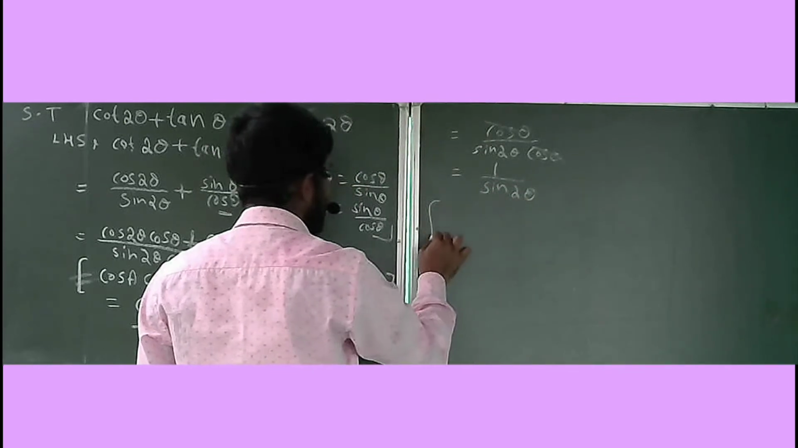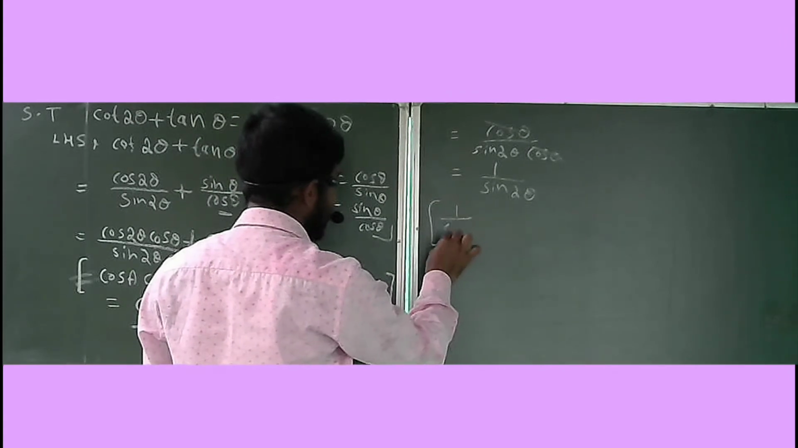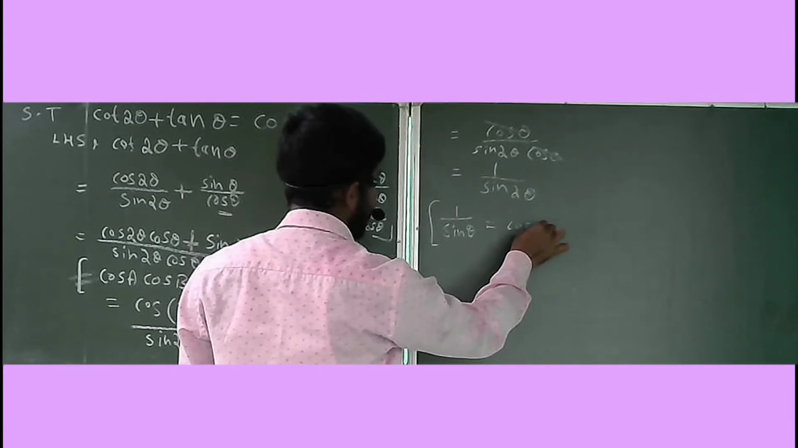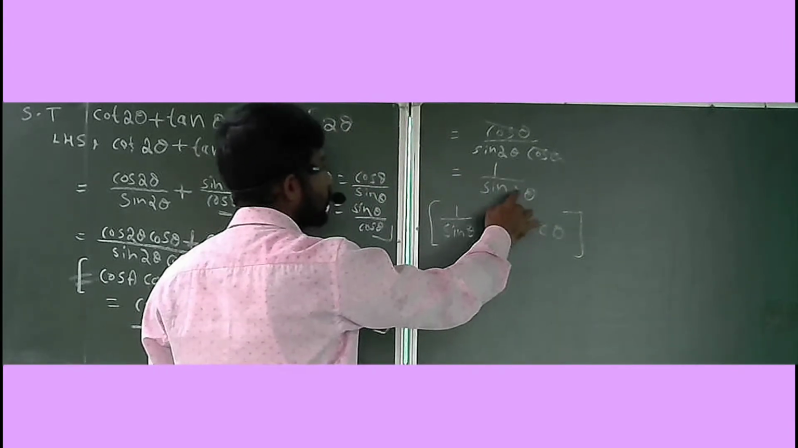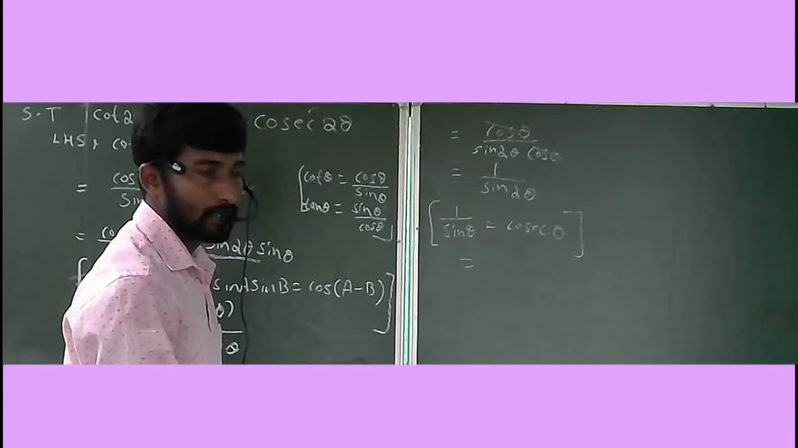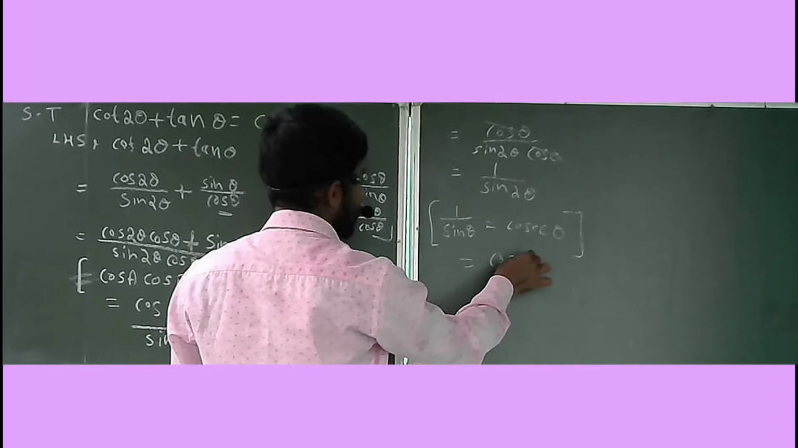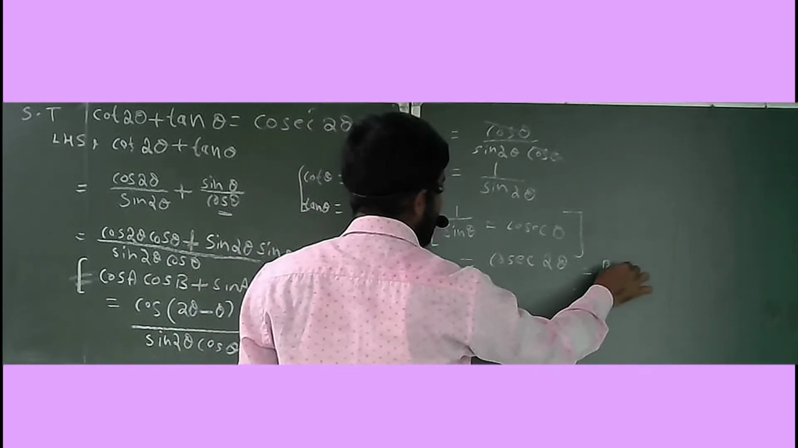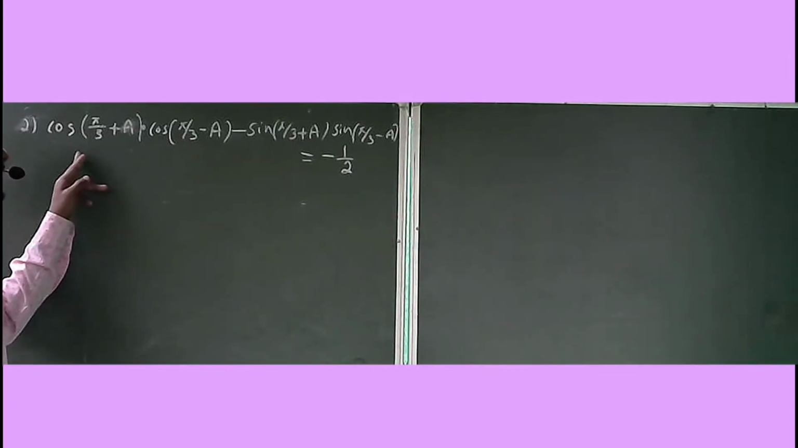We have the basic trigonometric identity, that is 1 by sin theta is equal to cosecant theta. Okay. Therefore, 1 by sin 2 theta, in place of theta, 2 theta is there. So 1 by sin 2 theta is equal to cosecant 2 theta. This is nothing but the RHS of the given question. Clear? See the next question.